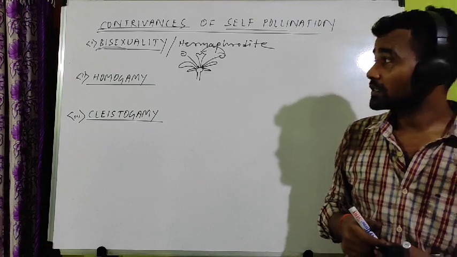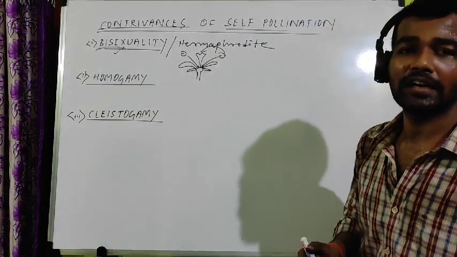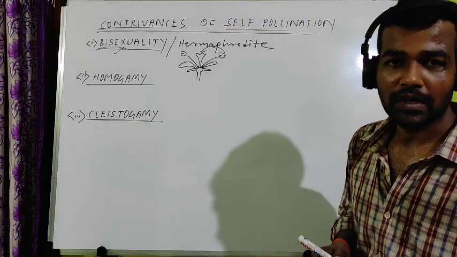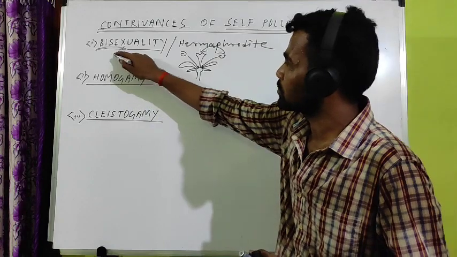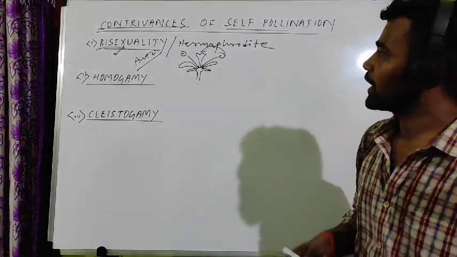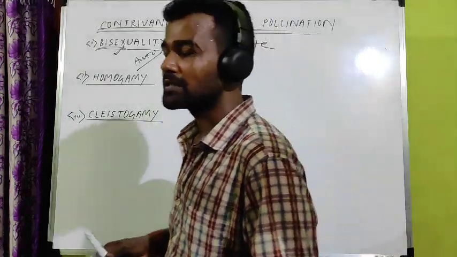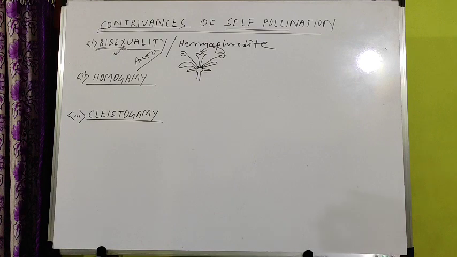So this is the first condition, the first cause. If a flower is bisexual, then the chance of pollen grain reaching the stigma is maximum. It is not always mandatory, as other types of pollination can take place, but if the flower is bisexual, the chance of autogamy is more. So that's why it is the first cause: if a flower is bisexual, then self-pollination has maximum chance.